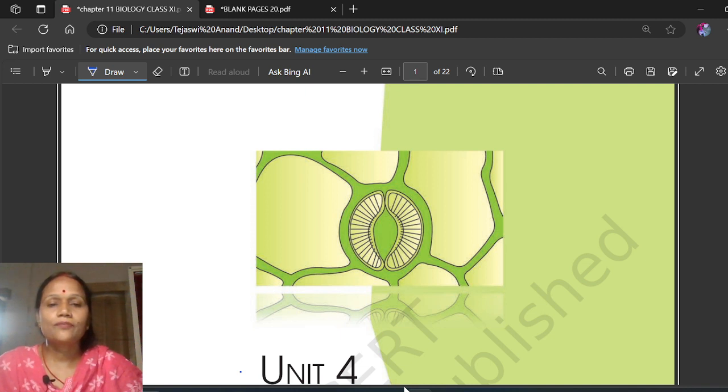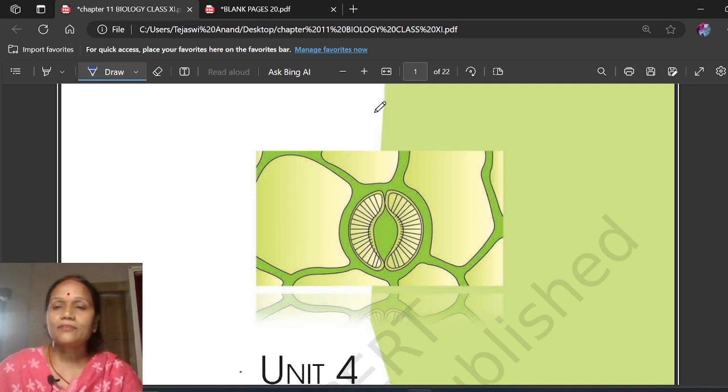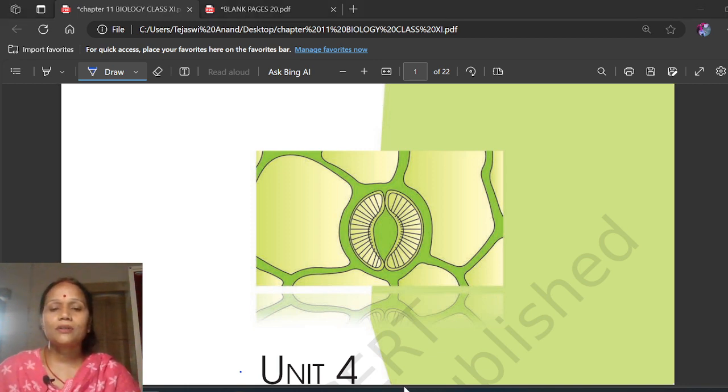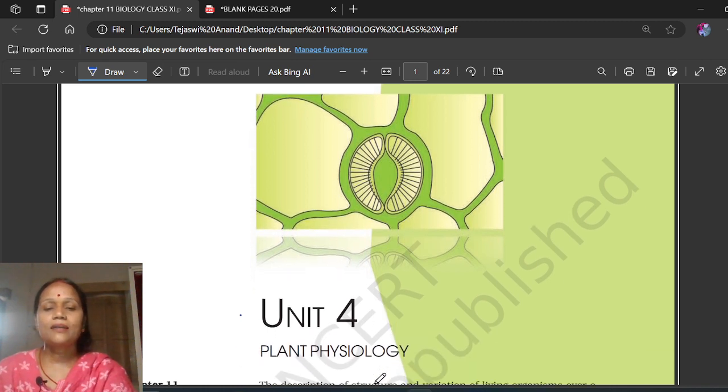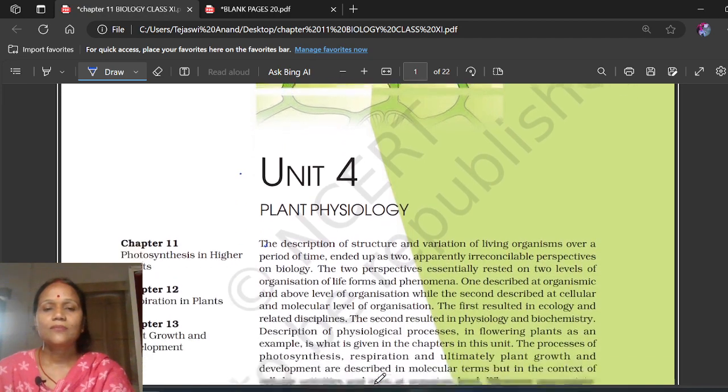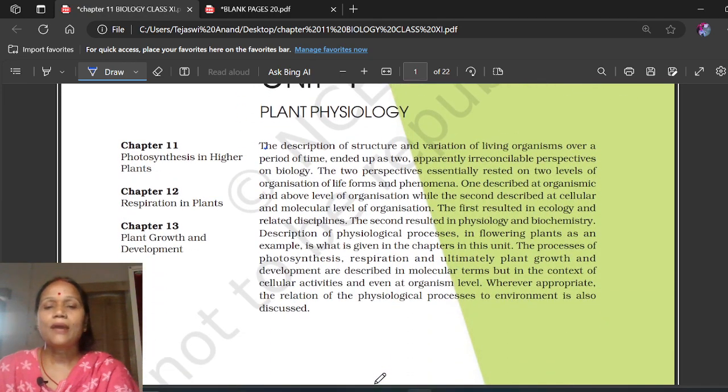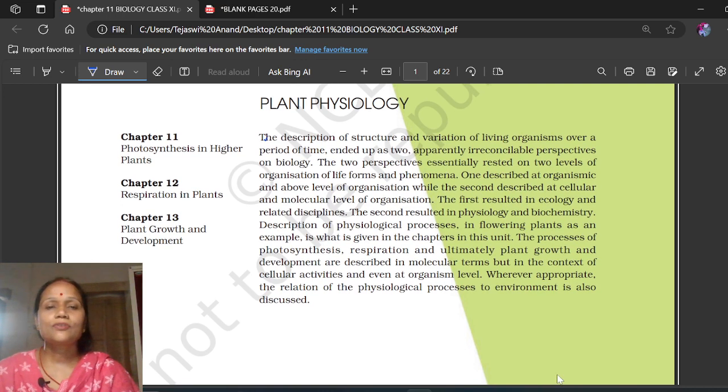Class 11, Unit 4. You are looking here at the diagram of the stomata, and that diagram has already been taught in Standard 10. You are familiar with the word stomata. Now if we talk about stomata, then we are talking about the leaves. But what do we have to discuss in Unit 4? Unit 4, Plant Physiology. Here you can see we have to discuss plant physiology.